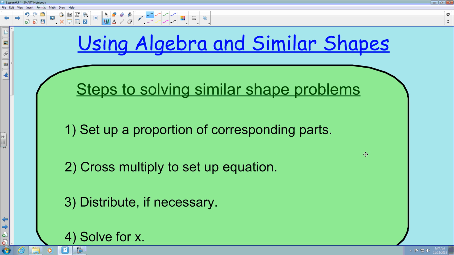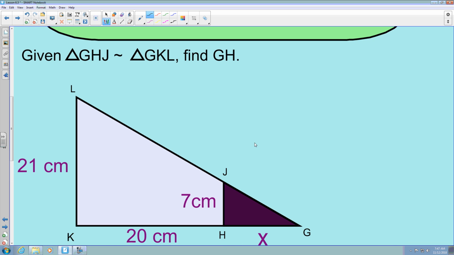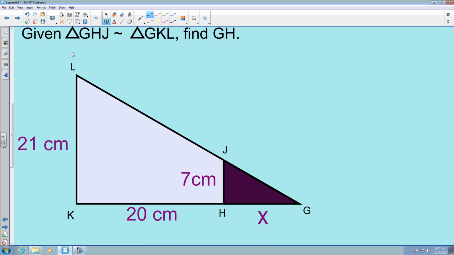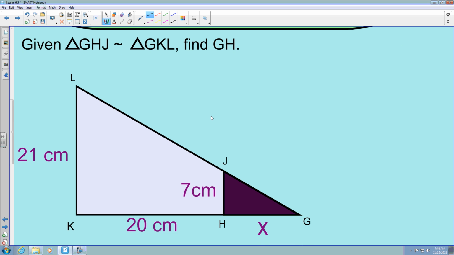So here are some shapes that are within shapes. If you look here, you have a triangle GHJ, which is the smaller one, and they're telling you that it's similar to GKL. So this one here, you will have to do a little bit of algebra in order to find it, but still the same process.